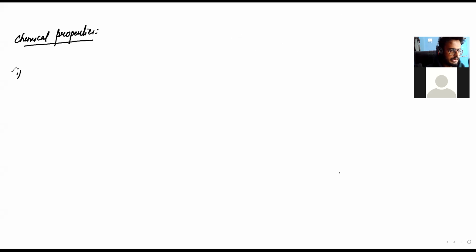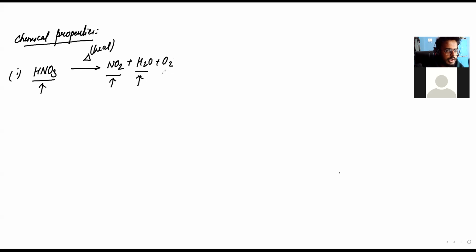Okay, so chemical properties. First thing that you need to know is nitric acid in the presence of heat will decompose into nitrogen dioxide plus water plus O2. So under the action of heat, nitric acid decomposes into nitrogen dioxide, water, and oxygen.